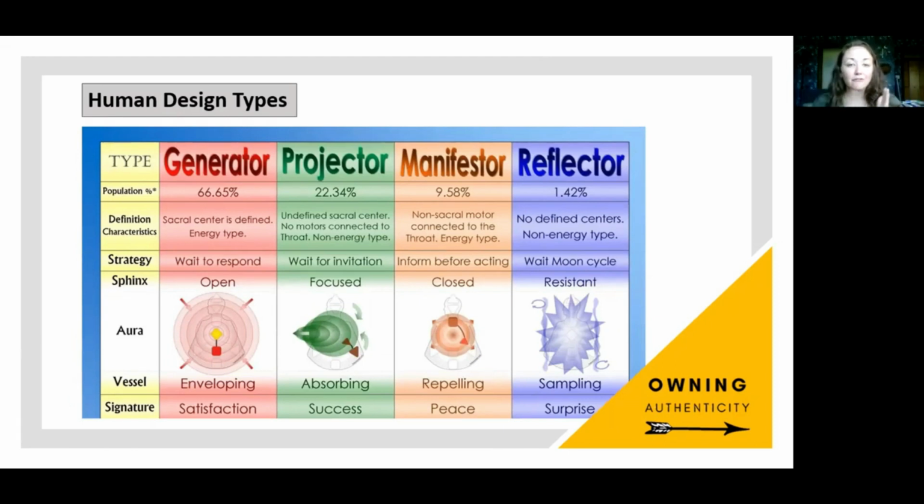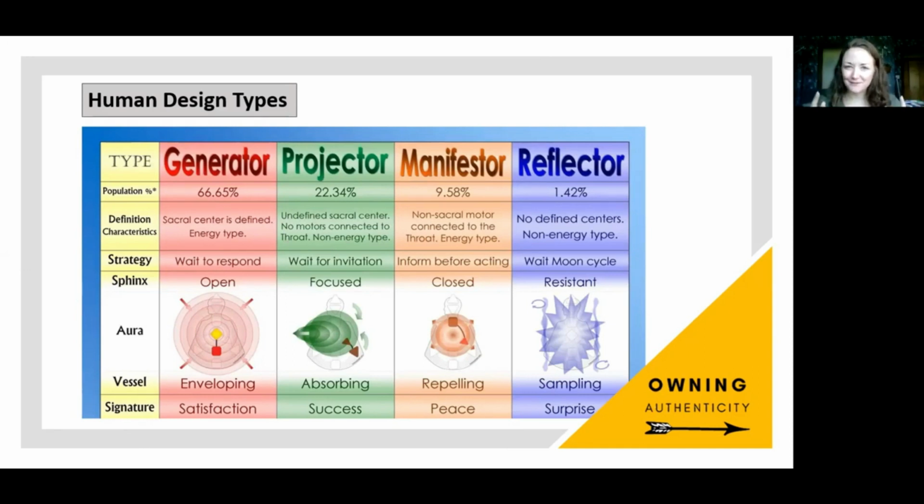So everybody else doesn't have their sacral defined. You see that 66% of people have it defined and the other third doesn't. Out of that other third, there are three different types. Projectors are another 22%. That means they don't have a defined sacral center, and they also don't have a defined throat center. That means they're a non-energy type. They don't generate energy. They don't manifest themselves. They project their energy.